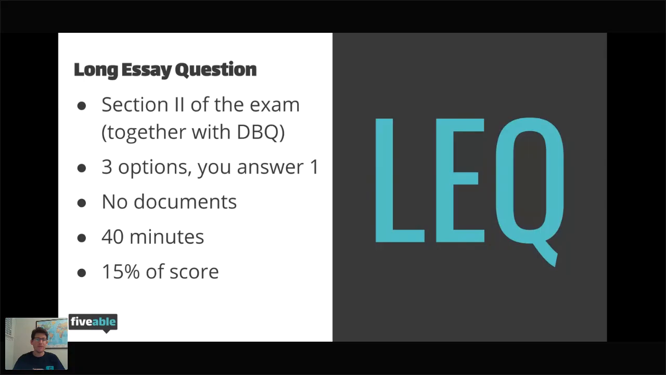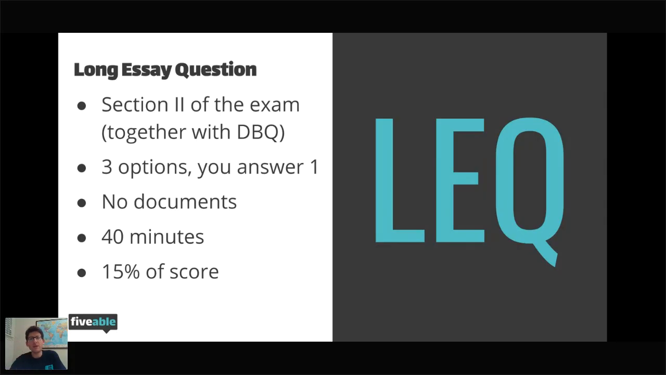You need to jot down stuff in the LEQ. So the long essay question is in section 2 of the exam. Remember, it's together with the DBQ. And this is one of the best things. You get to the end of the exam, you're tired. You had 55 minutes of multiple choice questions. You had 40 minutes of short answer questions. You got to breathe. And then they came out with the DBQ. And now you've got 40 minutes left to write another essay.